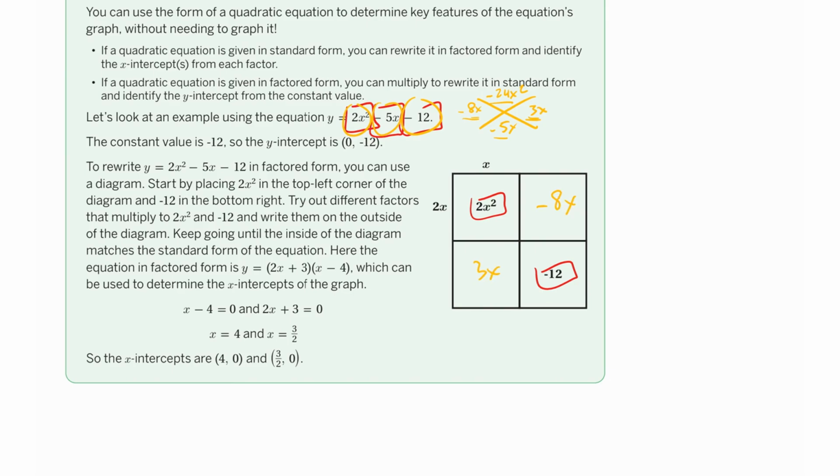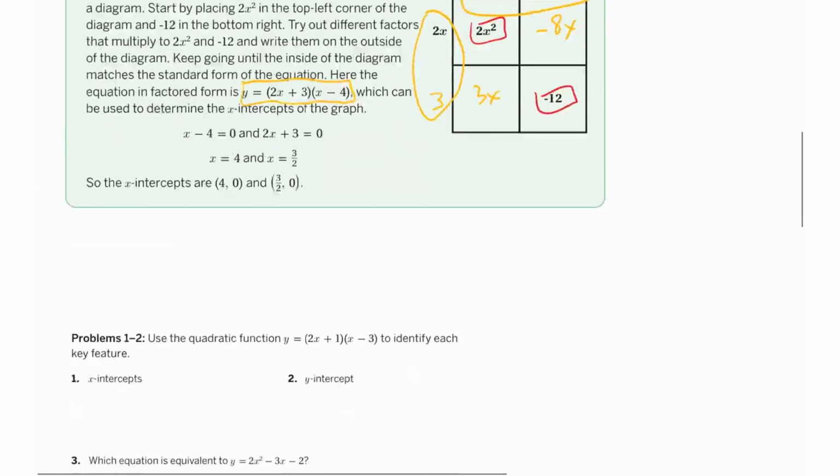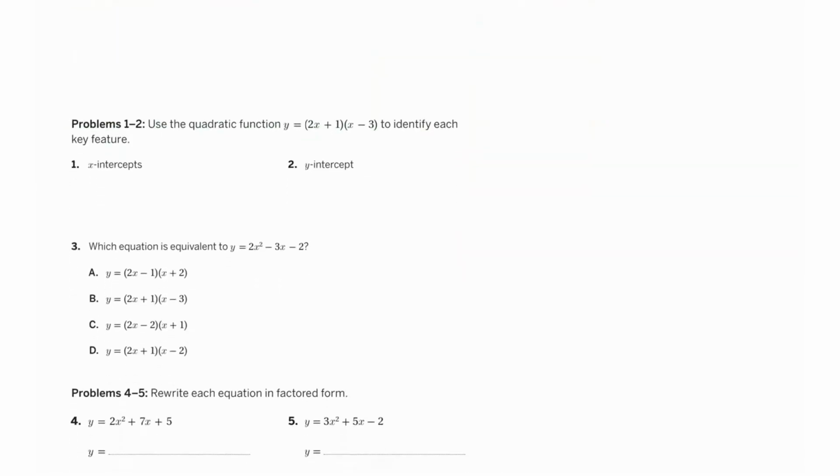And then I can figure out what goes on the outside that multiplies to what goes on the inside, which would end up being 3 and negative 4, which then tells us our factored form: 2x plus 3, and then x minus 4. To find the x-intercepts, we just set those things equal to 0. So let's go ahead and get some of our practice in here.